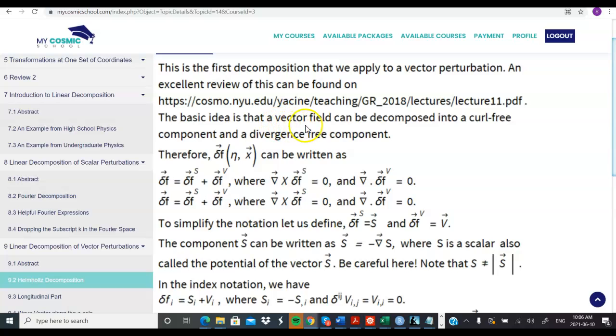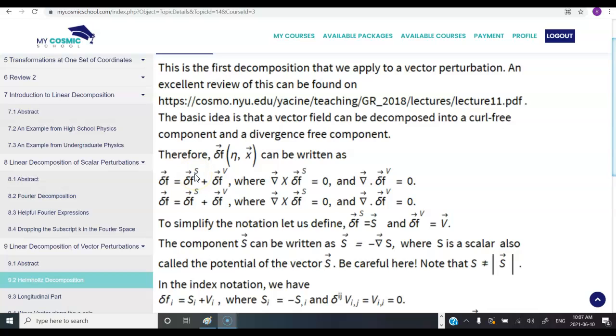The basic idea is that a vector field can be decomposed into a curl-free component and a divergence-free component. The curl-free component is the component from which you can extract a scalar. So I am decomposing this delta f into delta f with the notation s, and delta f decorated with v. Here, delta f_s and delta f_v. Delta f_s is the component which will give me a scalar. Delta f_v is the leftover pure vector component.